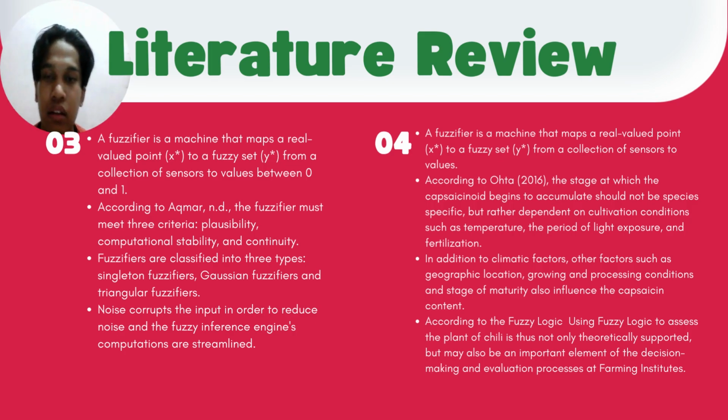For the last one, the literature review says a fuzzifier is a machine that maps a real value point x to a fuzzy set y from a collection of sensors to values. According to Ta 2016, the stage at which the capsaicinoid begins to accumulate should not be species specific, but rather dependent on cultivation conditions such as temperature, the period of light exposure, and fertilization. In addition to climatic factors, other factors such as geographic location, growing and processing conditions, and stage of maturity also influence the capsaicin content. And according to the fuzzy logic, using fuzzy logic to assess the plan of chili is thus not only theoretically supported, but may also be an important element of the decision making and evaluation processes of farming institutes.